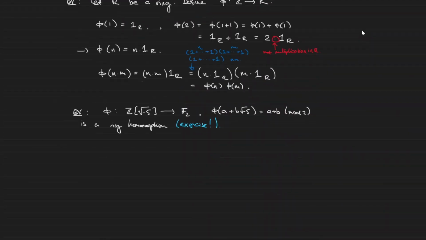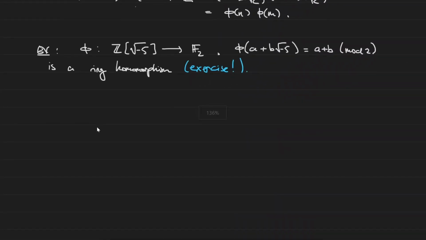Okay, so to wrap up the video, let's define the kernel and the image of a ring homomorphism.